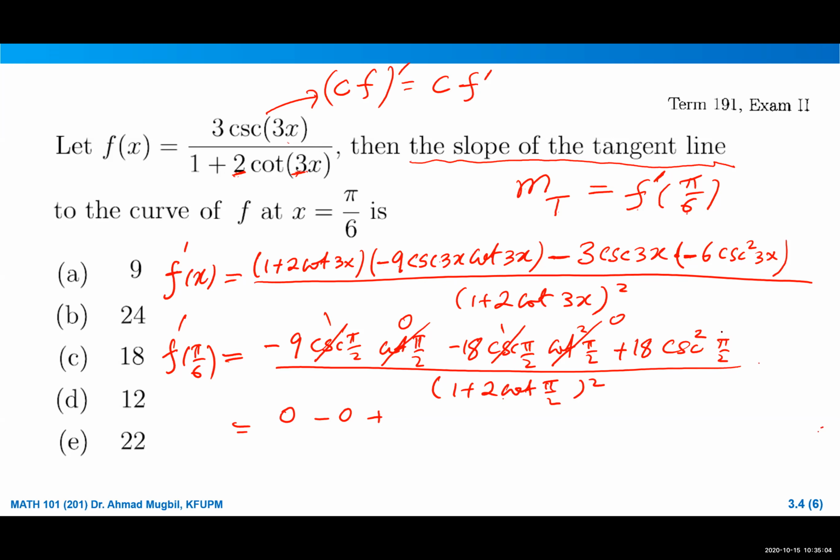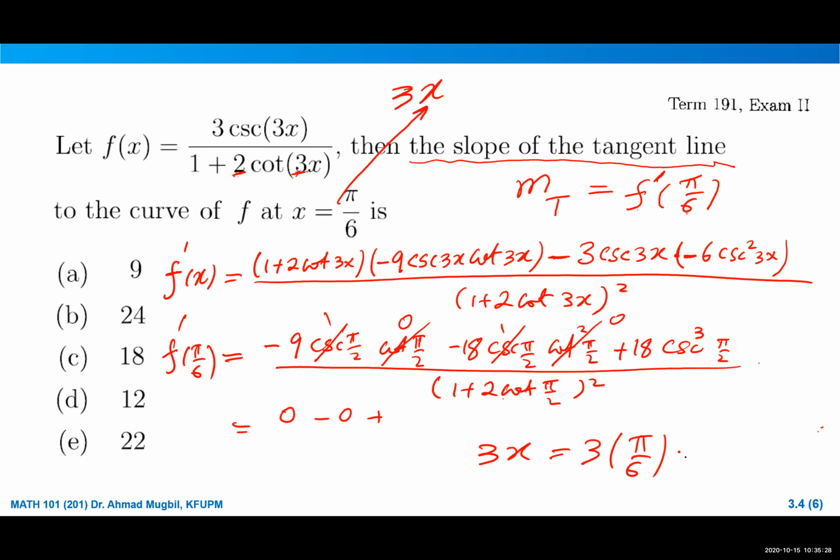Doctor, what about pi over 6? Yes, what about pi over 6? We substitute here, x is pi over 6. When x is pi over 6, we put it here, pi over 2. It was 3x, but instead of x, pi over 6, what will it be? It will be pi over 2. So the 3x will be pi over 2. X is pi over 6. When x is pi over 6, 3x will be pi over 2.